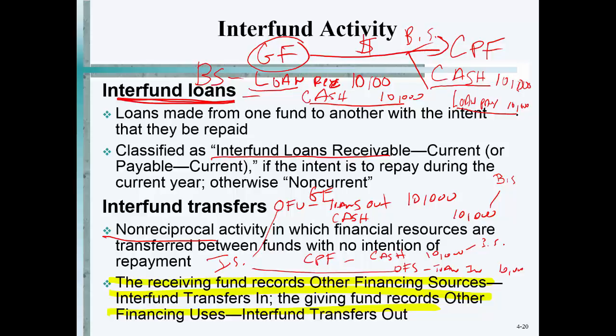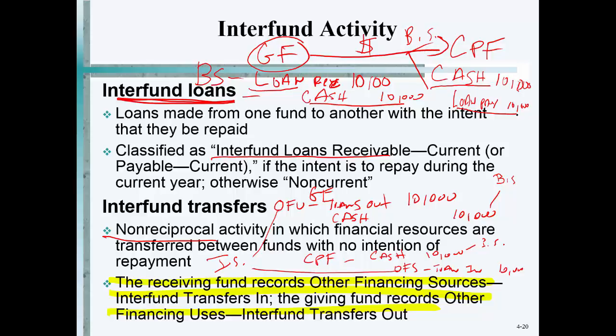Whole thing happens on the balance sheet, and then eventually it's expected that that money will be paid back, right? And I'm not going to do the other side of the entry, where the capital project fund debits the loan payable and credits the cash, and the general fund debits the cash and credits the loan receivable. You understand that would happen, right? But this whole thing happens on what financial statement? The balance sheet, doesn't it?